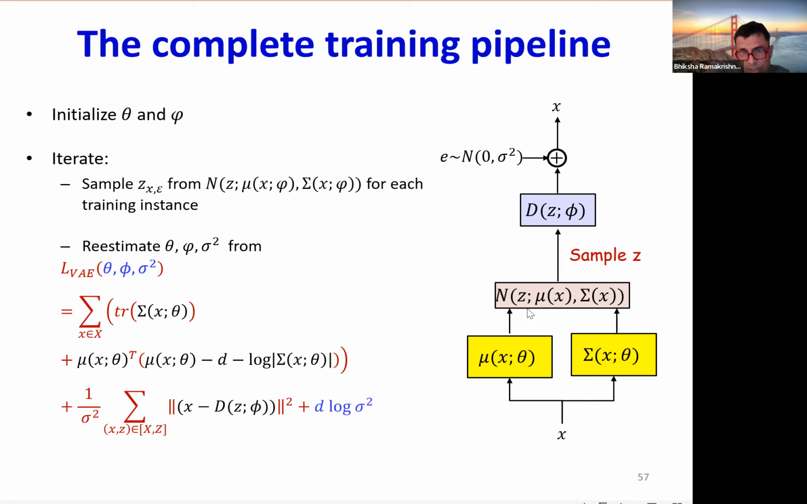And simultaneously the KL divergence between this guy and the standard Gaussian, which is given by the first part of the formula over here. So you get this loss. You compute the derivative of this loss with respect to phi, theta, and sigma squared, and use those to update all of the parameters and repeat the process.